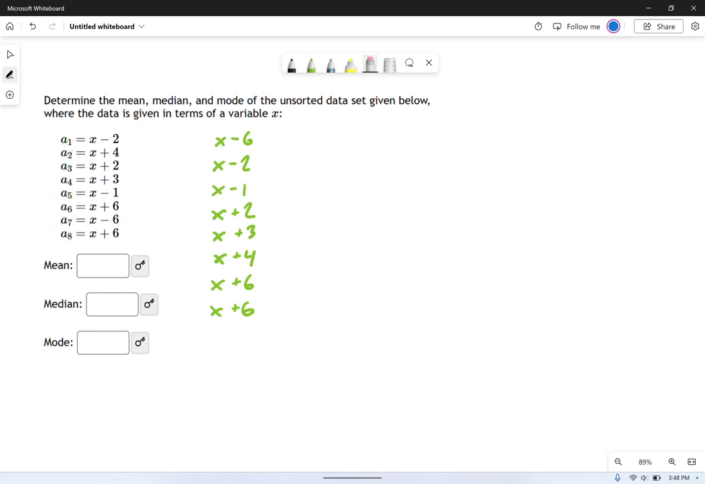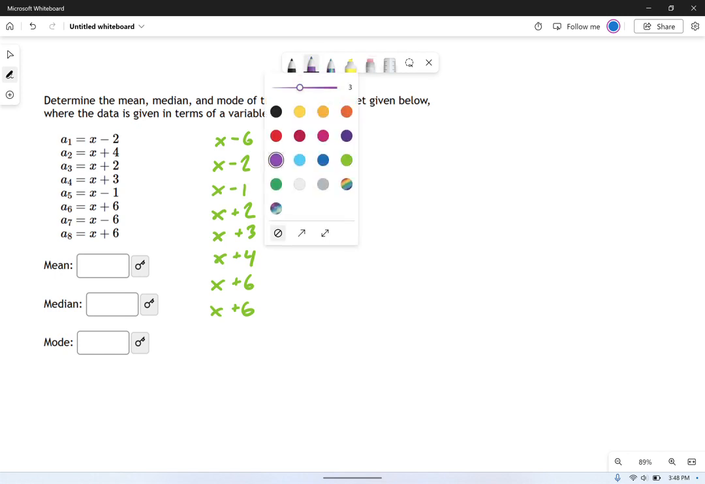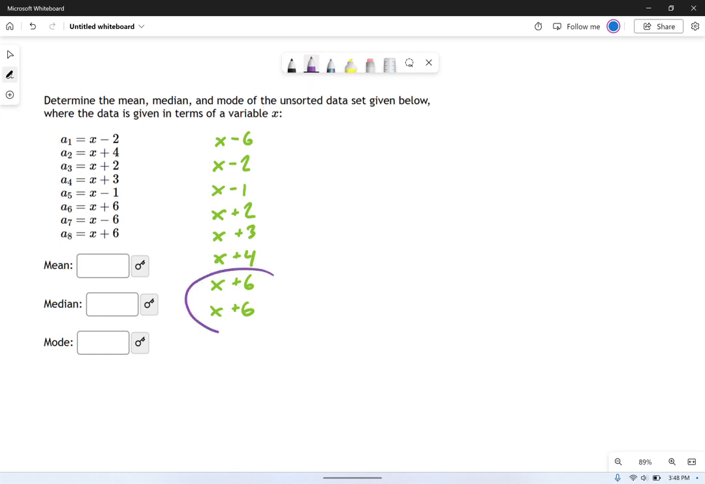Now, when I look at the mean, median, and mode, I think the mode is always the easiest one to start with. It's the most common number. So you can see this, whatever x plus 6 is, it appears twice. So that's my mode of this data set.